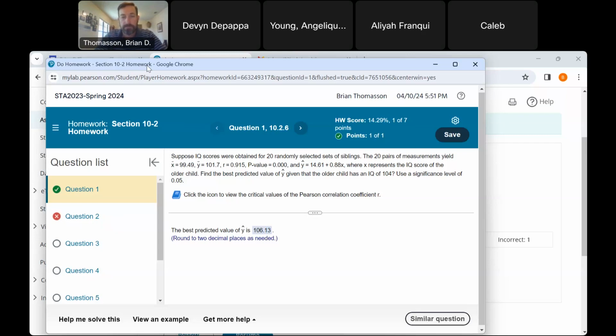So we have this regression equation, and we're trying to predict for 104, an IQ of 104.